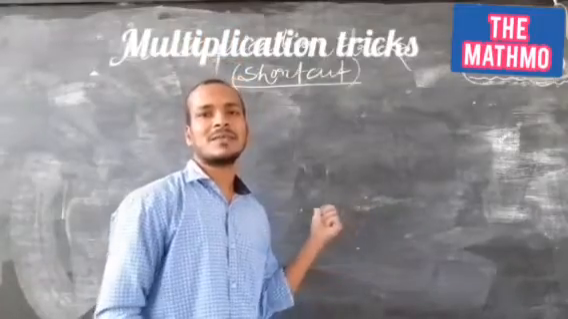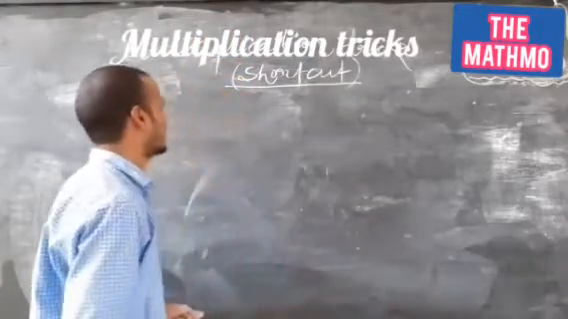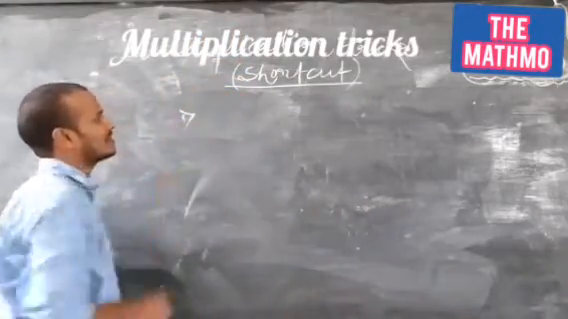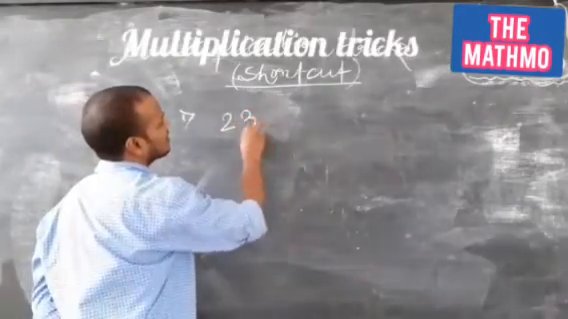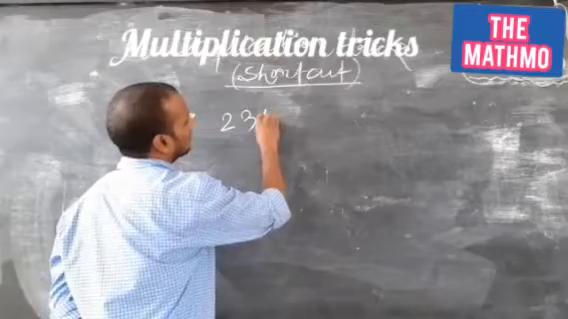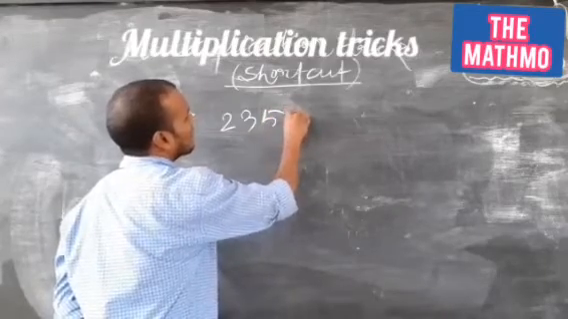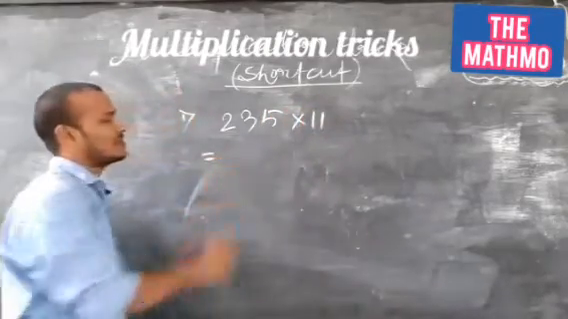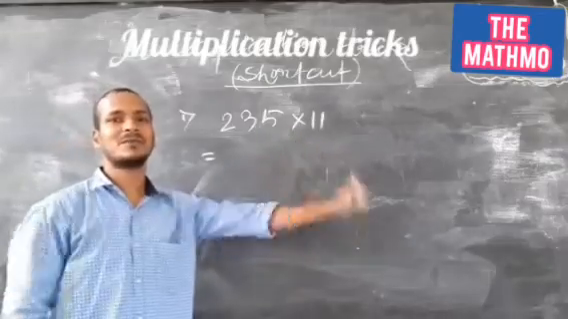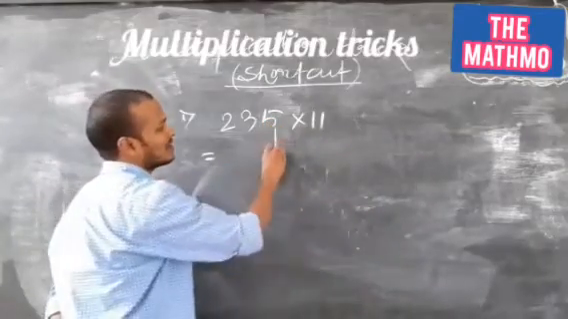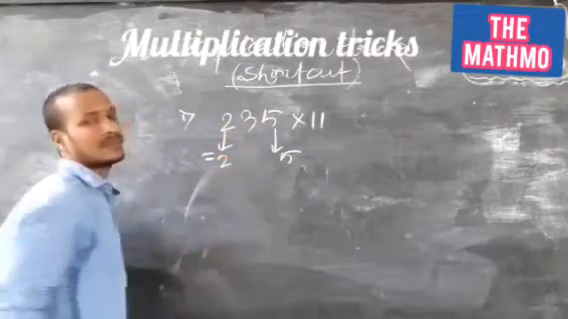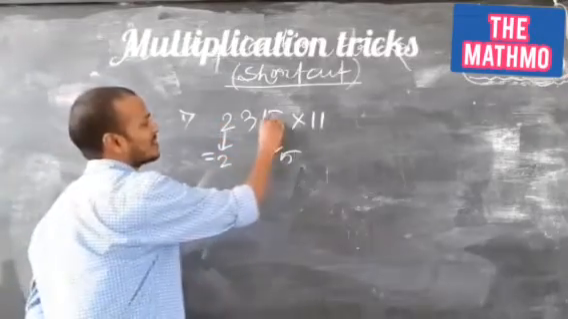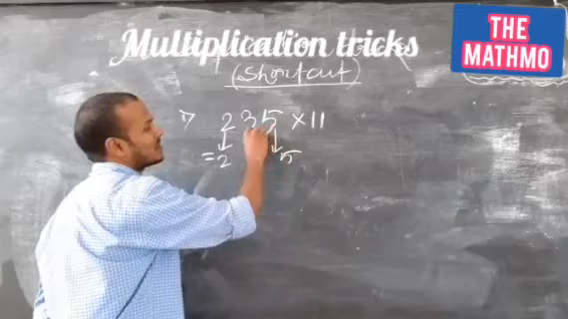Okay, now the second case: we will see how to multiply any number with 11. There is a trick and an easy way you can multiply, say, 235 into 11. So when you multiply any number with 11, what to do? You have to write the first digit as it is, and the last one. And what to do? You have to add each digit to the next one.